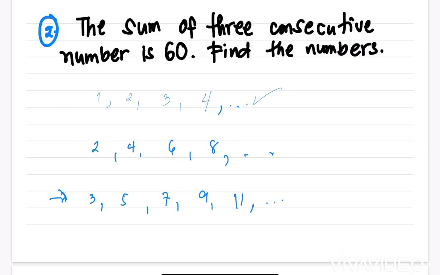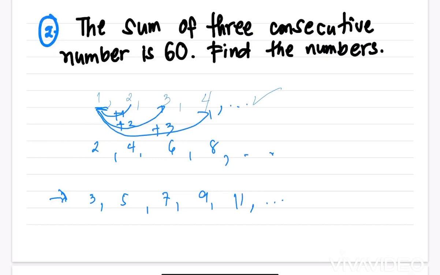Now, if we're going to write those consecutive numbers in a representation, say this is 1, right? In order to get 2, we add 1. From 1, in order to get 3, we know that we will add 2. And from 1, in order to get 4, we know that we will add 3.